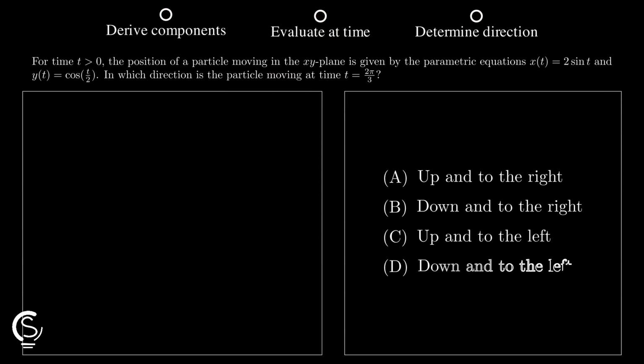First, we differentiate the position equations with respect to time. The derivative of x is 2 cosine t, and the derivative of y is negative 1/2 sine of t over 2.